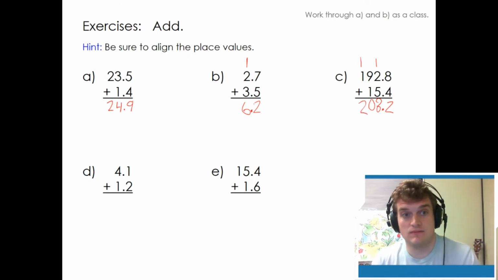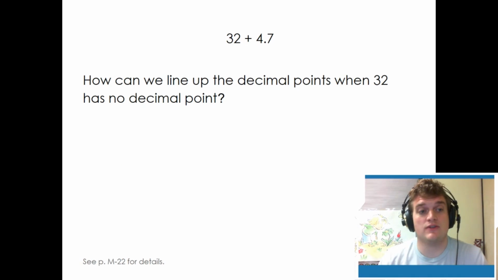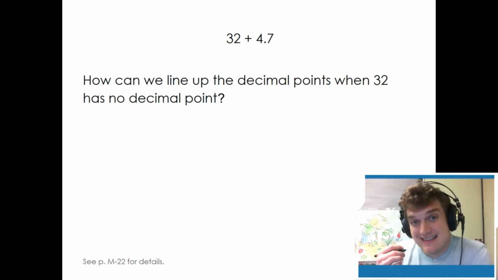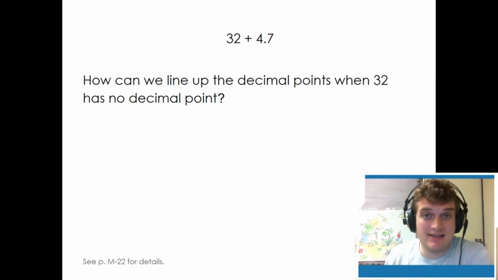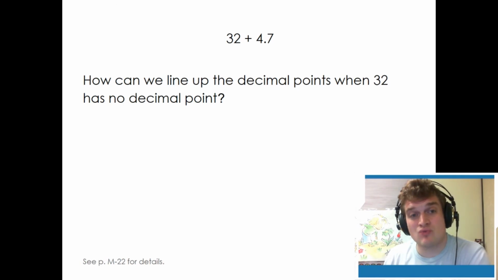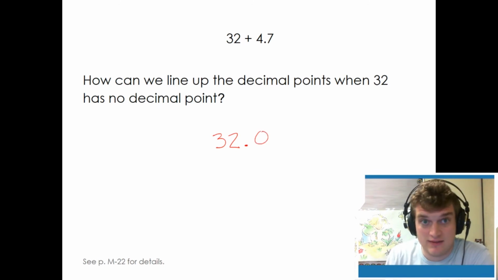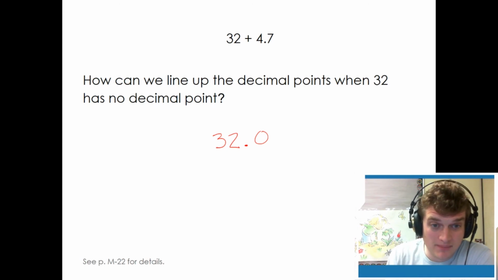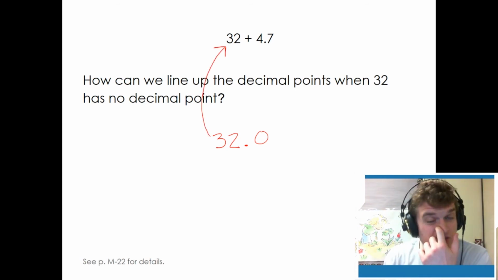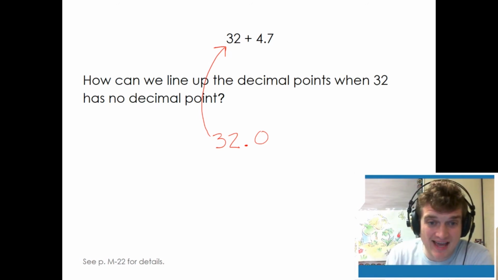Try the next two. How can we line up the decimal points when 32 has no decimal point? Every number has a decimal point, it's just we don't write it. After 32, we could write 32.0. There is no tenths. This number is the same as this number. We just don't write it because it doesn't have any.